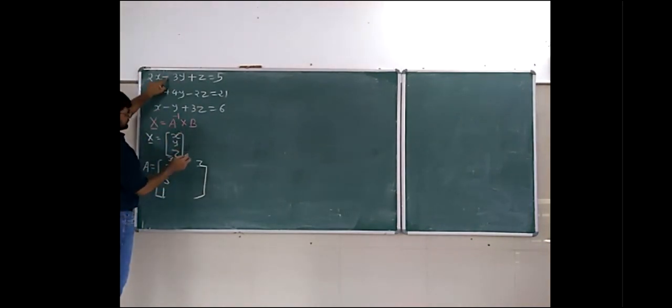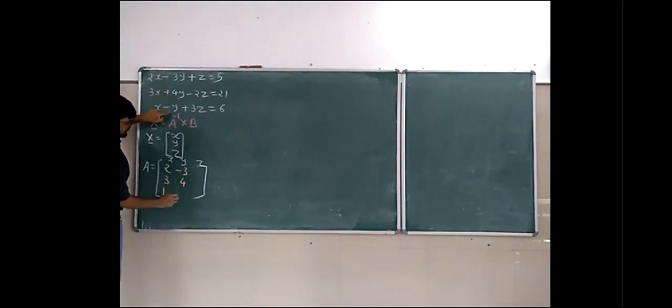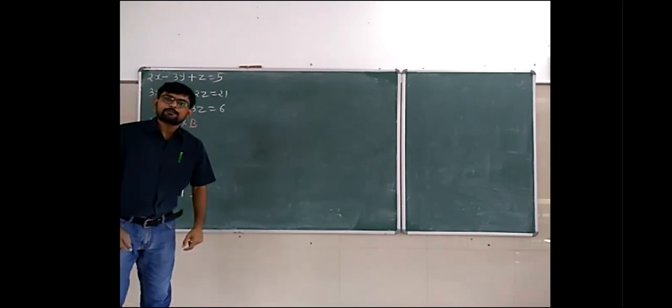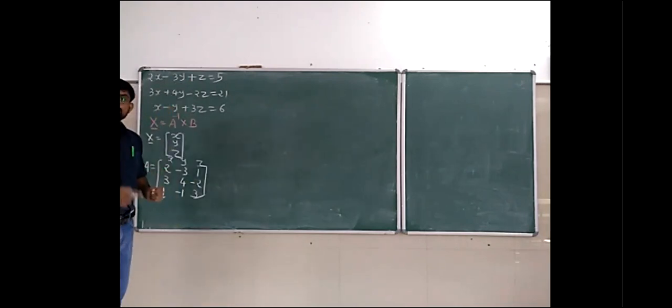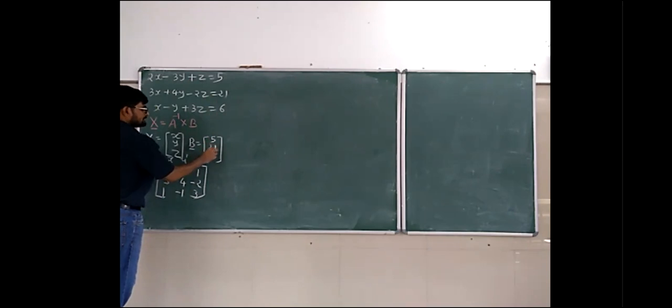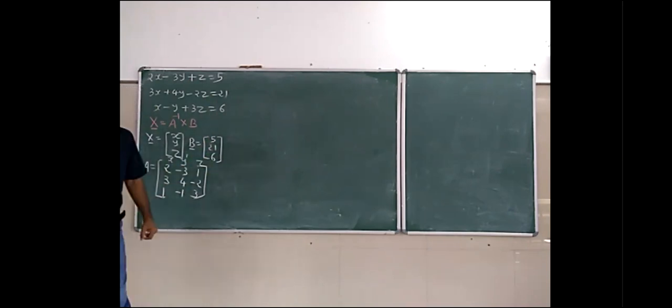Then Y. How many Y? Minus 3. Here plus 4. And here 1 Y, but minus 1. Please consider the sign also. Here Z. How many Z? 1. How many Z? Minus 2. And how many Z? 3. So this is matrix A that we have seen already in 2 by 2 matrix. And B, what is B? B is a vector. You can write B dash or you can write B directly. And it is 5, 21 and 6.